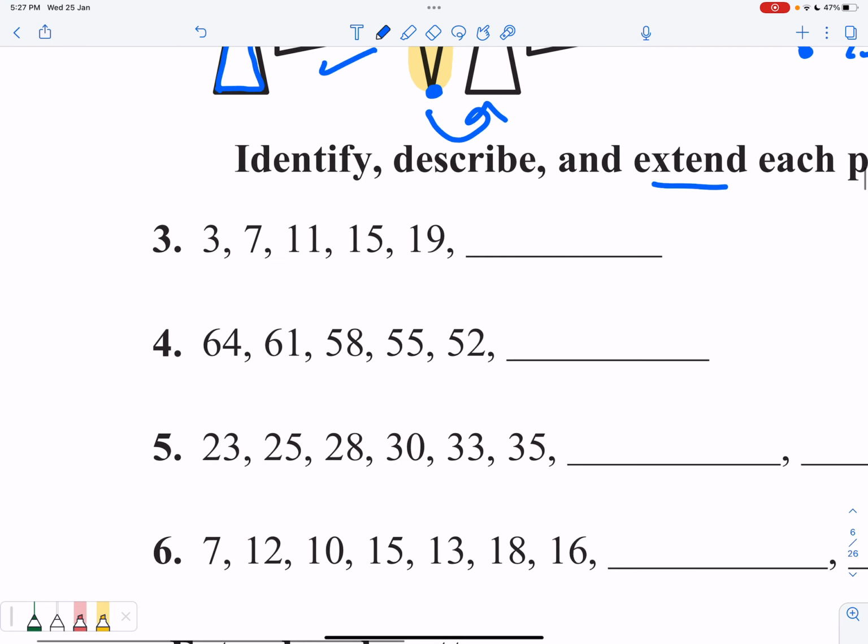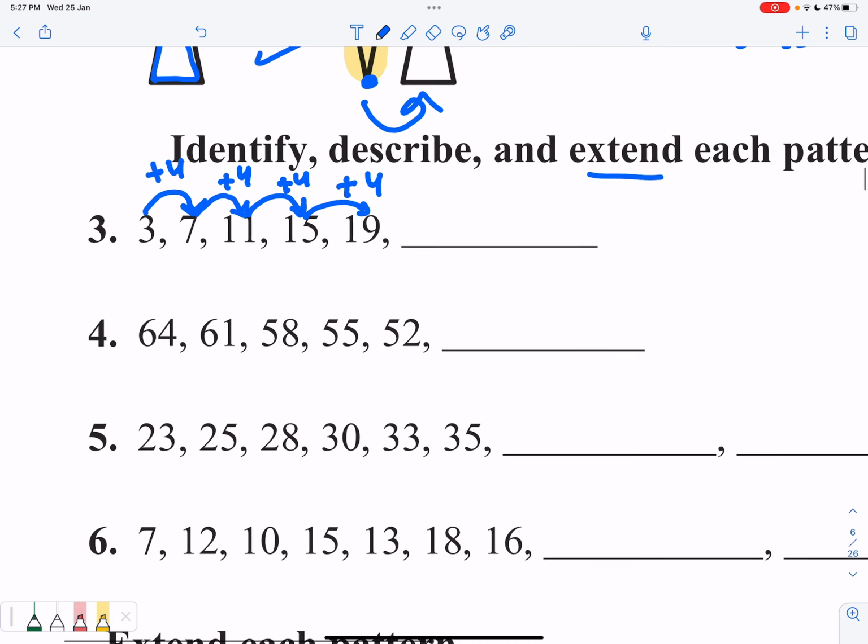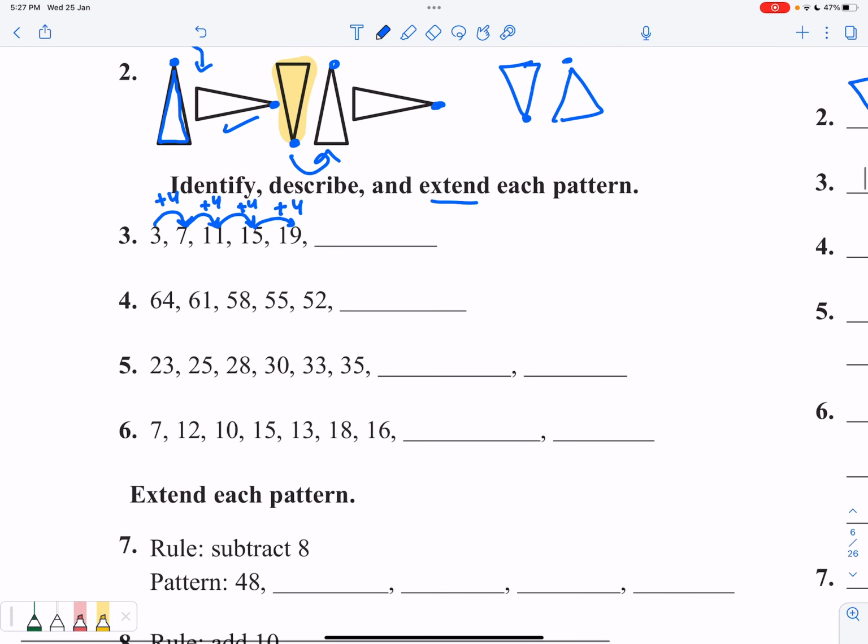So here you have 3, then 7. From the 3 to the 7, how much did we add? Of course, we added 4. Then from the 7 to the 11, again, we added 4. Then from the 11 to the 15, again, we added 4. Then to the 19, we added 4. So the rule here is that we're adding 4 each time.